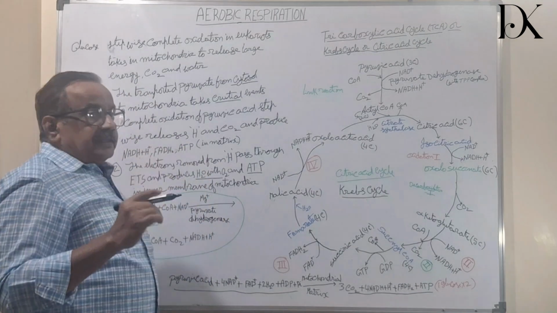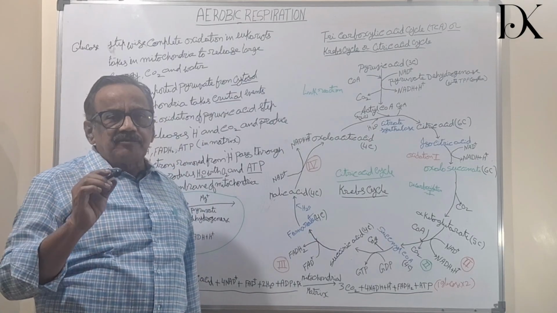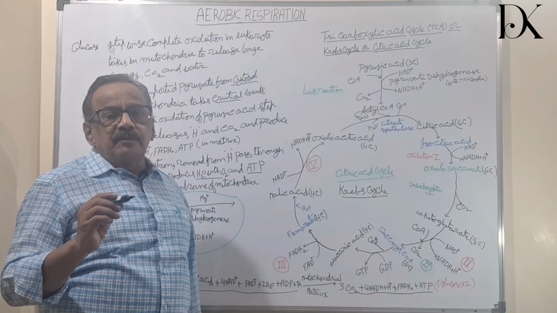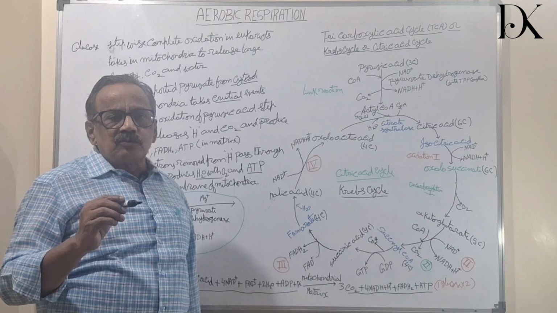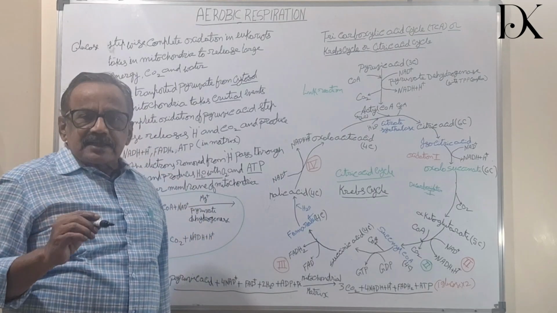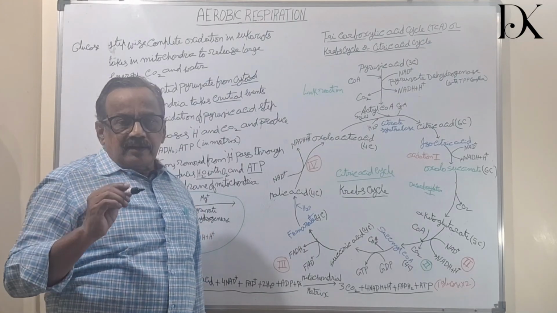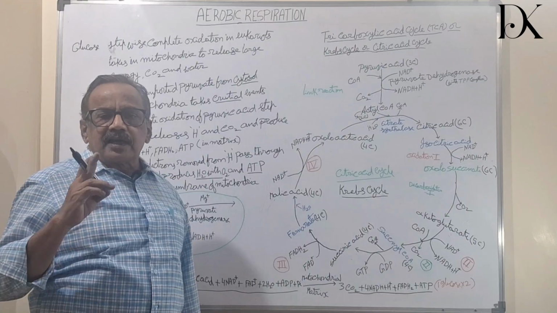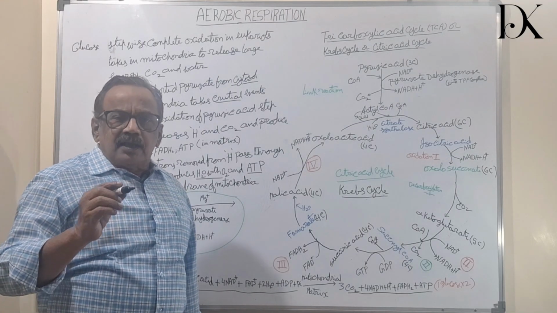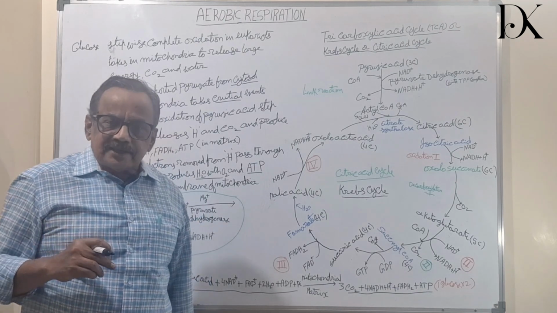And in the mitochondria, two crucial steps will take place. One step will take place in the matrix of the mitochondria. What is the matrix? The fluid which is present inside the mitochondria. And the second step will take place in the inner membrane of the mitochondria, because mitochondria is covered with two membranes.